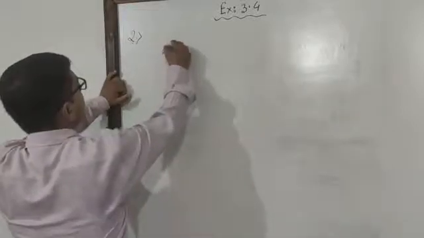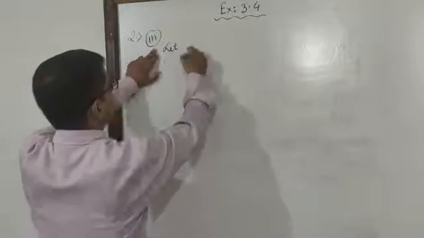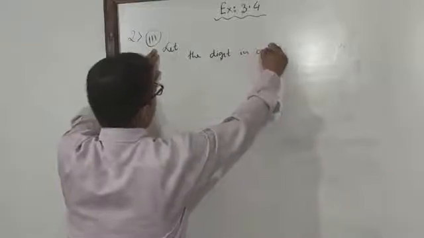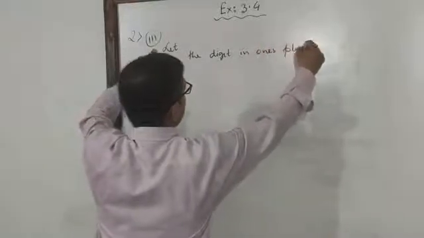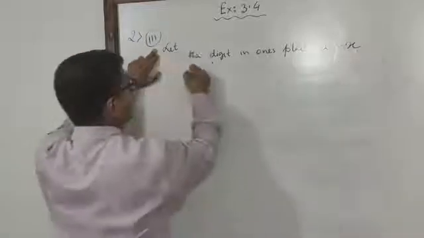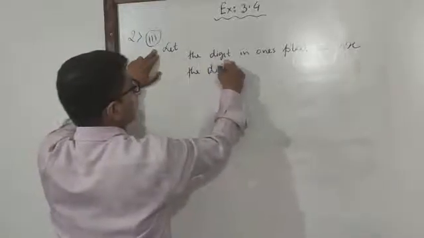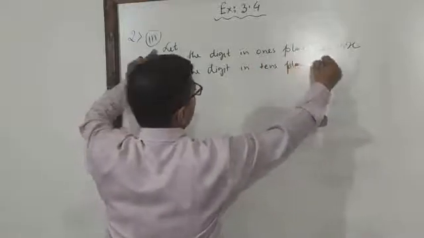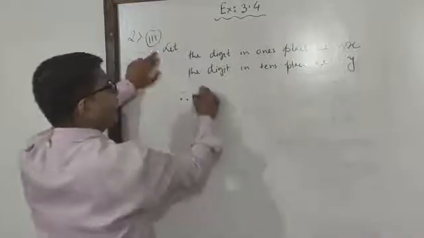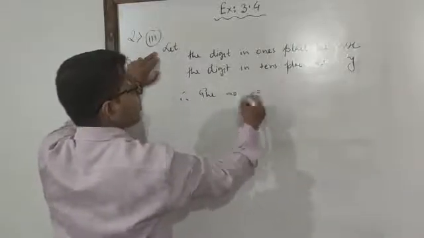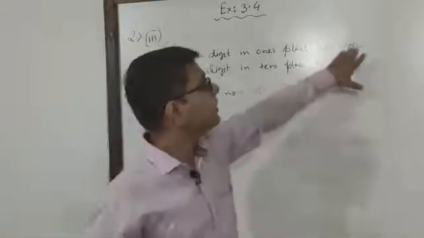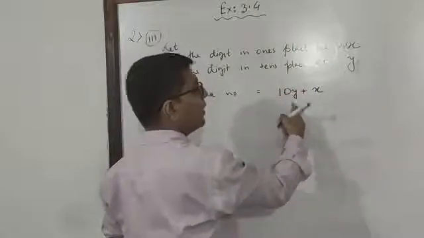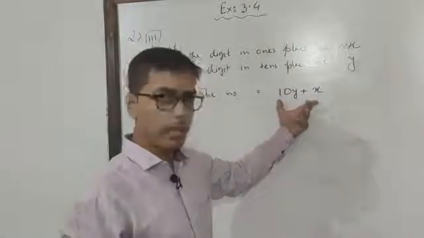This is our question number 3. Let the digit in ones place be x, the digit in tens place be y. Therefore, the number. What is the number? If units place is x and tens place is y, then the number will be 10y plus x. This is the number, okay?